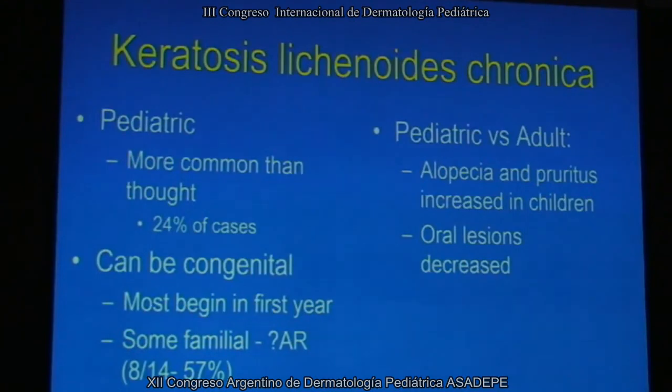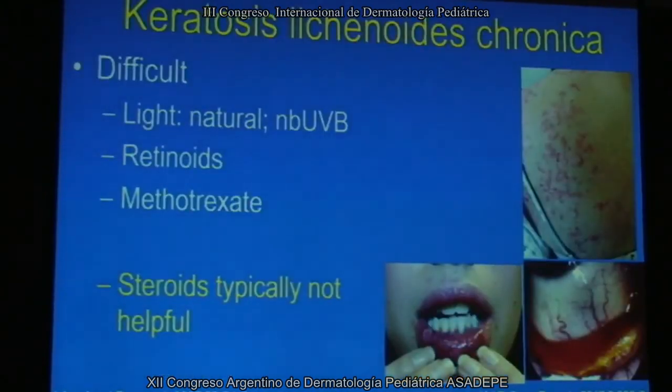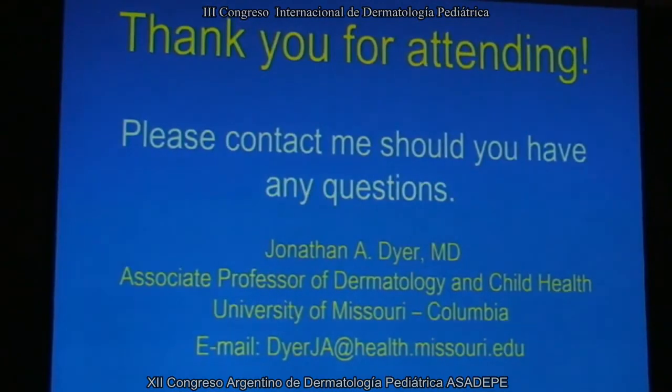Alopecia and itching appear more common in children with keratosis lichenoides chronica, and the incidence of oral lesions appears to be decreased. Lastly, treatment is difficult. And one of your clues that you may be dealing with keratosis lichenoides chronica is that steroids are typically not helpful.